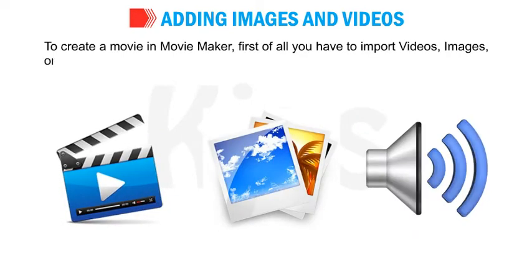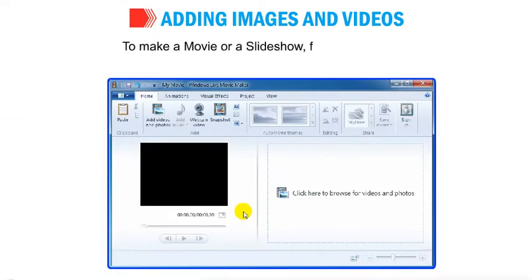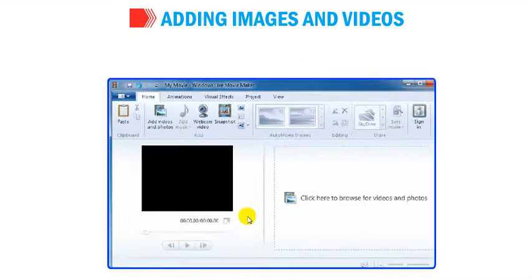Let us talk about adding images and videos. To create a movie in Movie Maker, first all of you have to import videos, images or audio files. To make a movie or a slideshow, follow these steps.